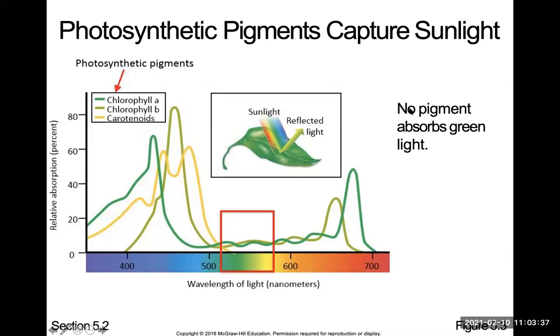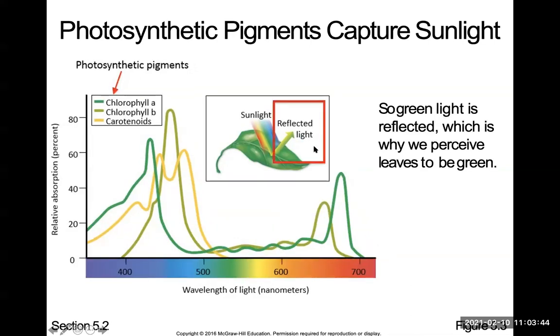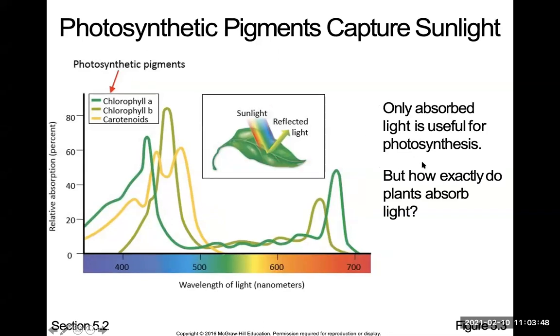So this is just a review. No pigment absorbs green light. So that's why the curve is flat here. And green light is reflected. That's why we see it as green color. Our eyes perceive it as green. Only absorbed light is useful for photosynthesis. Again, that's why we are giving the plant lights either red or blue, because they're only going to absorb those ones mostly.